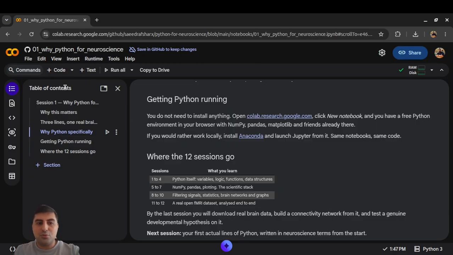If you would rather work locally, you can install Anaconda and launch Jupyter from it. Same notebooks, same code. Do whichever gets you writing sooner.